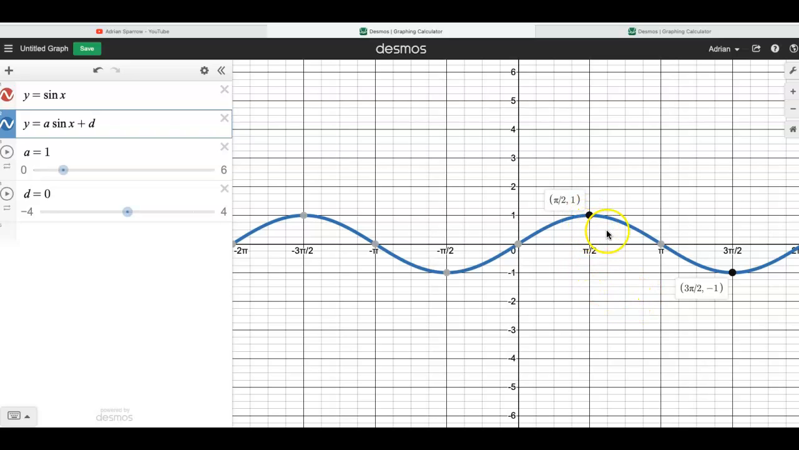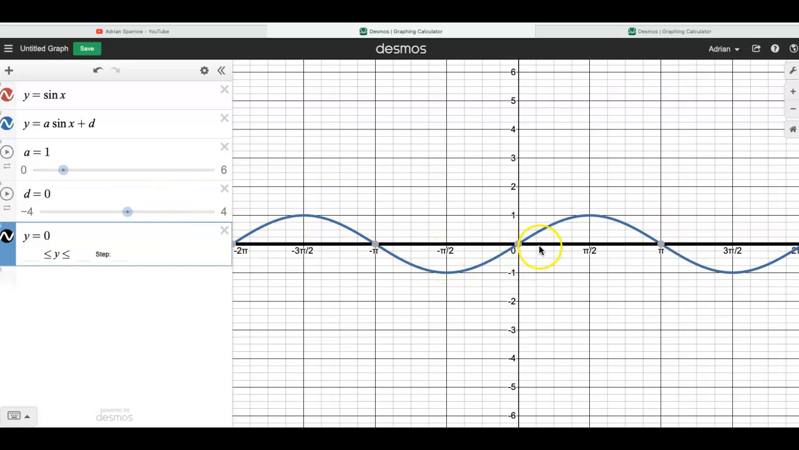The amplitude is the measure from the top of the graph or the bottom of the graph to the principal axis. The principal axis is this line here that I've just drawn on there, y equals 0, which cuts it in the middle, if you like. So we've got an amplitude of 1 at the moment.